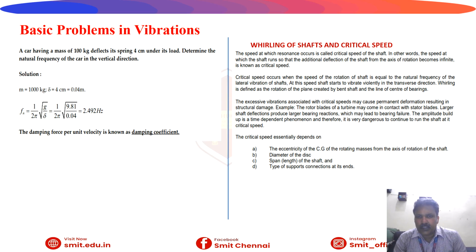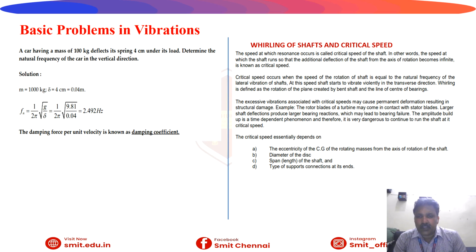Here is an example we can notice. Rotor blades of the turbine may come in contact with stator blades because of that whirling. Larger shaft deflection produces larger bearing reactions, which may lead to bearing failure. Amplitude build-up is a time dependent phenomenon, and therefore it is very dangerous to continue to run the shaft at its critical speed. It is very dangerous, and you have to reduce that.